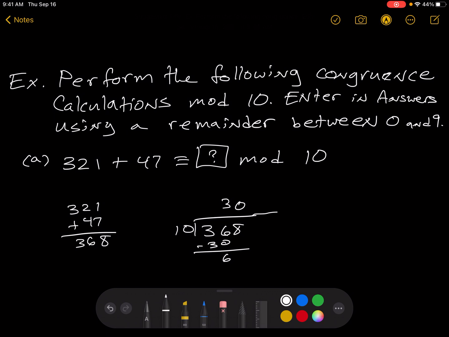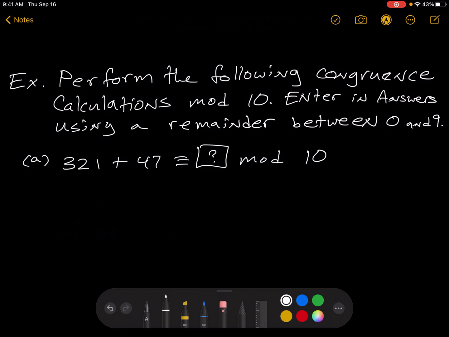So then you bring down the 8, and then it goes in 6 times, and you get 60, subtract, you get 8, and your remainder is 8. 8 is between 0 and 9, and an integer, so that's your answer right there. So your answer would be 8. Okay, but that's really way too hard. That's working way too hard for this.